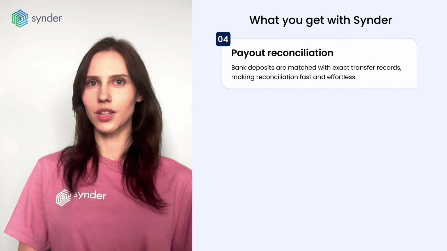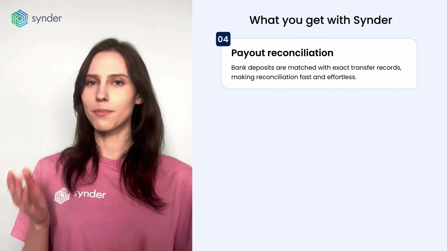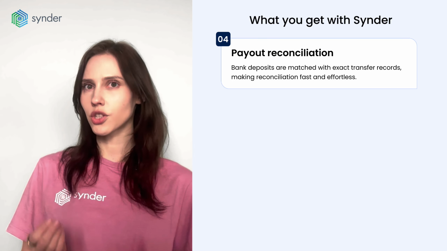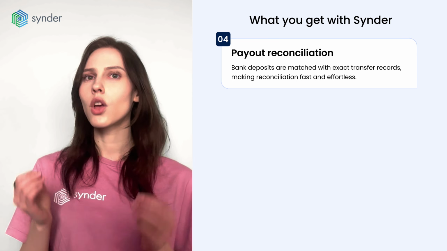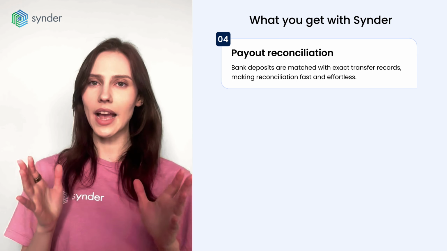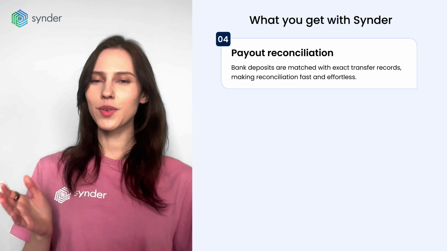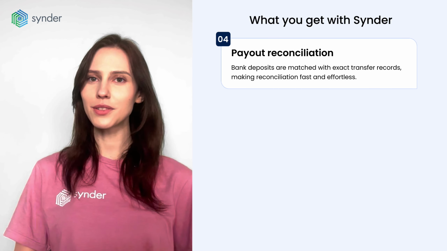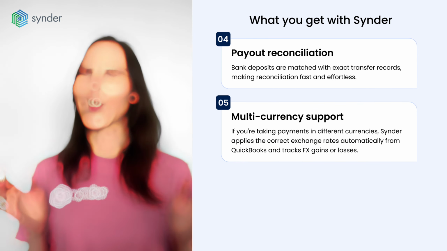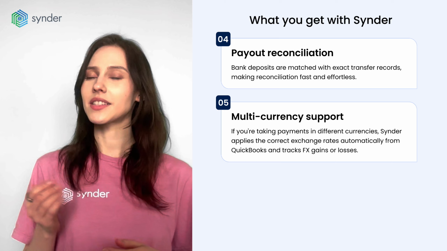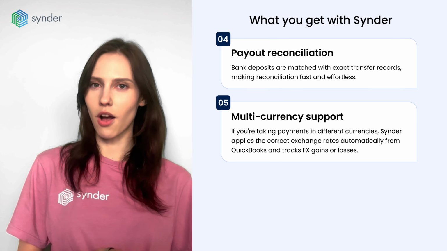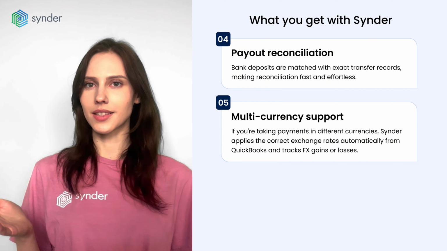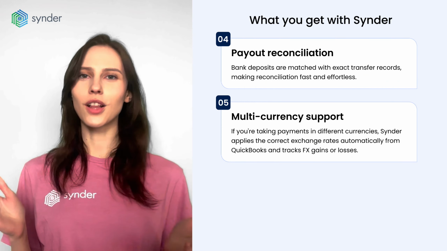Payout reconciliation. This is the big one. When PayPal deposits money into your bank account, Synder creates a transfer transaction from your PayPal clearing account to your bank account that matches exactly what hit your bank. You can reconcile that bank deposit in just one click because everything's already accounted for. Multi-currency support. If you're taking payments in different currencies, Synder applies the correct exchange rates automatically from QuickBooks and tracks FX gains or losses. All GAAP compliant, all automatic.